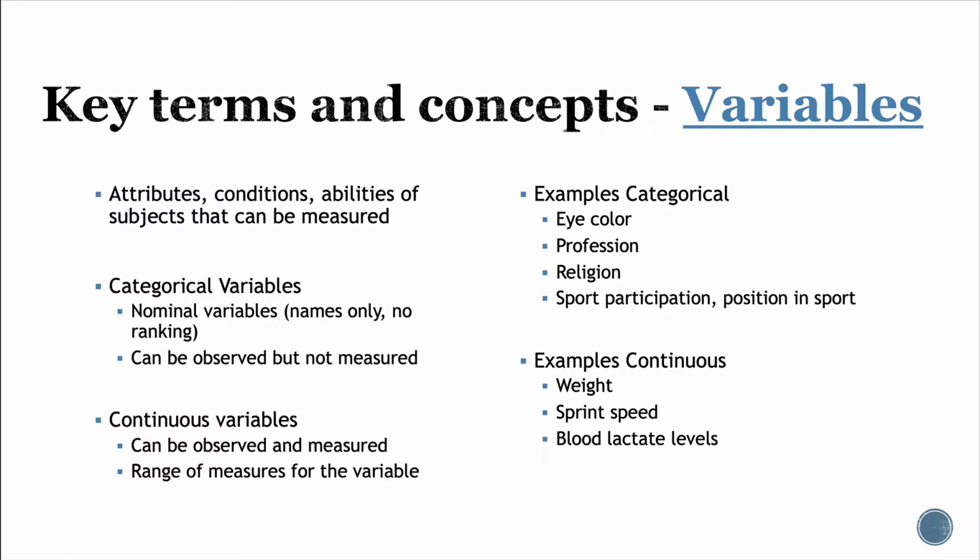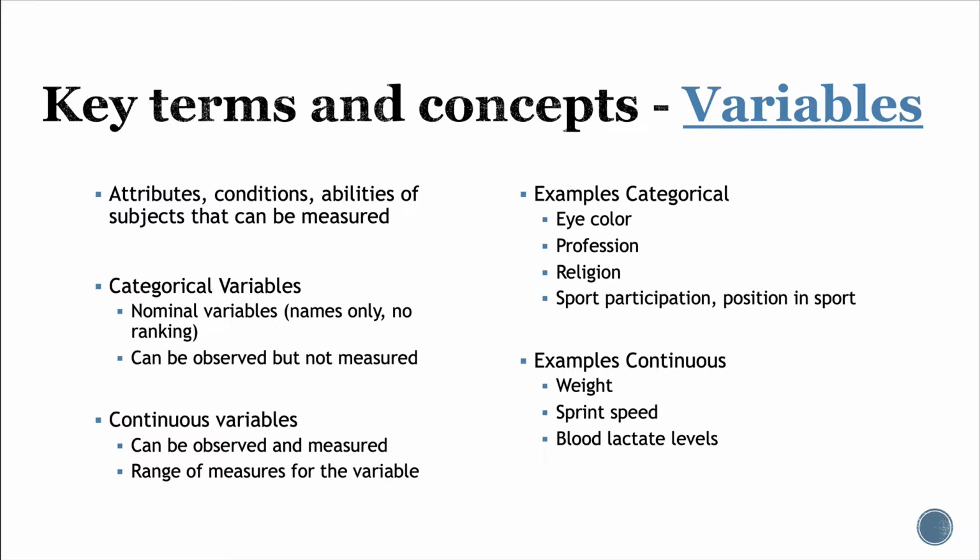One of the key terms and concepts related to quantitative research is the concept of a variable. You've all read a lot of research, I'm sure, and have a pretty good grasp of what a variable means. But a variable is something that can be measured. It can be an attribute of your subjects. It can be a condition that you apply to them, such as a specific treatment condition. It can be an ability that you measure, such as 40-yard dash, jump height, flexibility or range of motion. Again, it's something that can be measured, or it's a measure of some type of attribute.